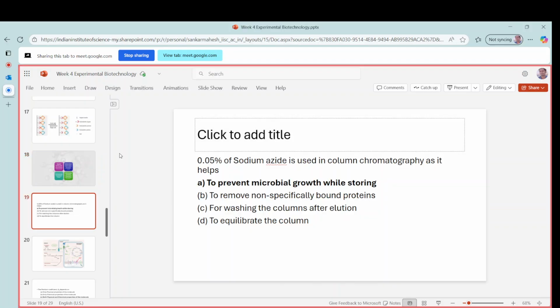Right. The next question: 0.05% of sodium azide is used in column chromatography as it helps to dash. Option A, prevent microbial growth while storing. Option B, remove non-specifically bound proteins. Option C, for washing the column after elution. And option D, to equilibrate the column. You can think about this question for a couple of minutes and then we'll discuss what sodium azide is and what we can achieve by adding it to our buffers.